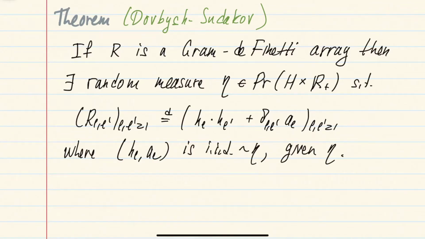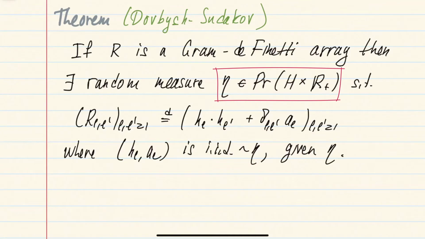So as you can see, it's really the sum of two previous examples, except that we conditioned separately on some measure on a Hilbert space and on some measure on the positive half line, whereas here the random measure is from the beginning on the product of those two spaces.